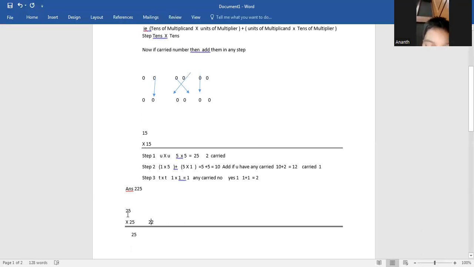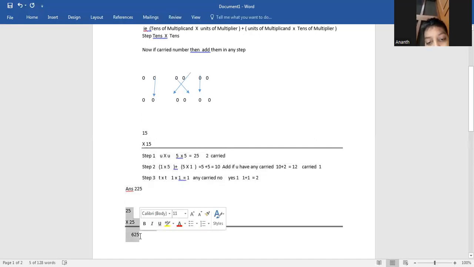Right? Now third step is tens into tens. 2 into 2, 4, and carried is 2. So answer is 6. So answer is 625. But to become perfect, you are not in 9th, 10th class, right? You have to always do this way, all stepwise. Right? Everything should be done stepwise. Once you have practiced with this it will be easy, like sir has just done. In a second, he has done it, right? Clear, Anand?